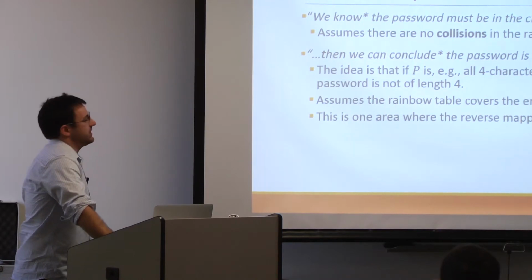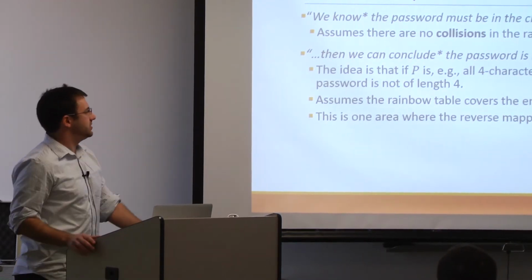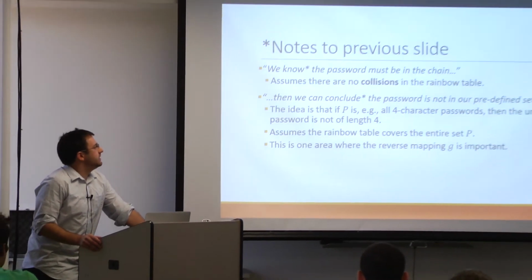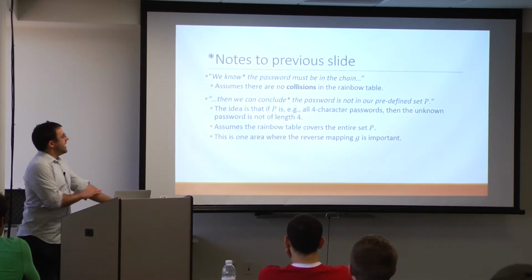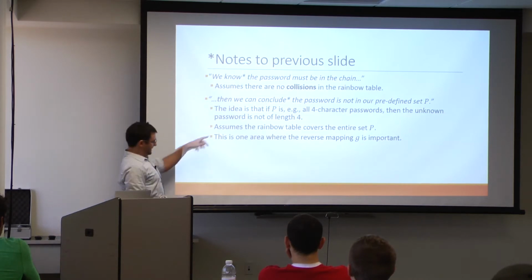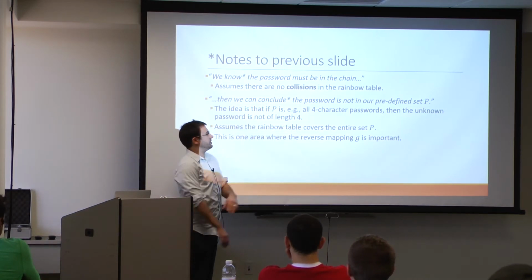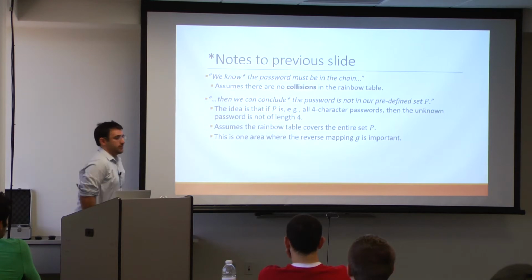So, notes to the previous slide. When I say we know the password must be in the chain when we have a hit, this assumes there's no collisions, which I'll define in a second. And then the second caveat is that when we say we can conclude the password is not in our predefined set P, this has a number of assumptions.